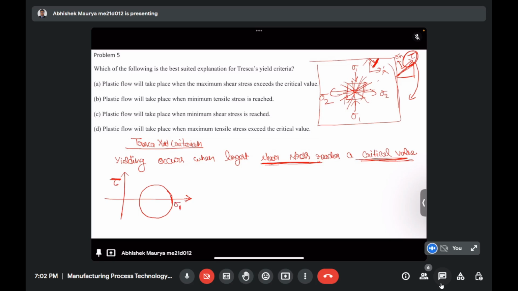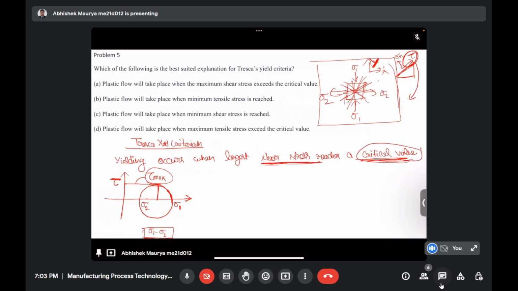In the Mohr circle, I am showing this for plane stress. In a 2D case, we get two principal stresses in mutually perpendicular directions. The bigger one is sigma 1, the smaller one is sigma 2, and from sigma 1 and sigma 2 we can draw a circle with a diameter of sigma 1 minus sigma 2. The radius of this circle shows the maximum shear stress, tau max. If this tau max value increases beyond some critical value, then yielding will start happening.